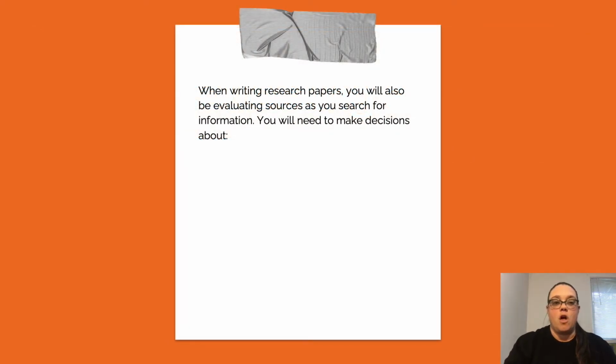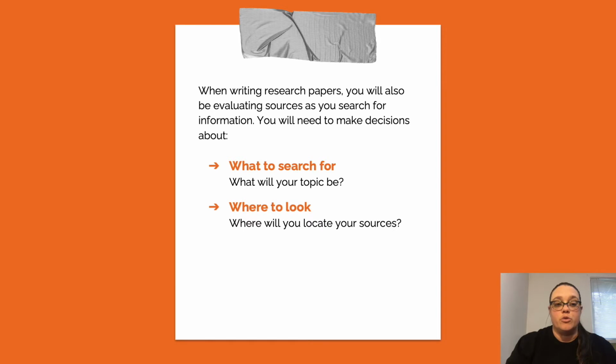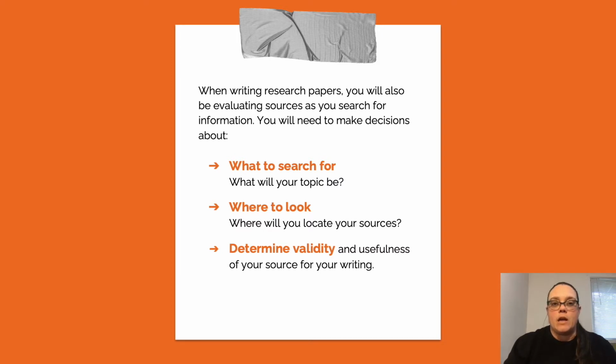When writing research papers, you'll also be evaluating sources as you search for information. You'll need to make decisions about what to search for, so what will your topic be? You'll also need to consider where to look for those sources. Will that be at the library? Will that be through Google Scholar? And you also need to consider the validity of those sources. How valid are they in general consensus? Have they been peer-reviewed? Are they written for an academic journal? These are some of the things that you will need to consider and that we will talk more about in this lecture.